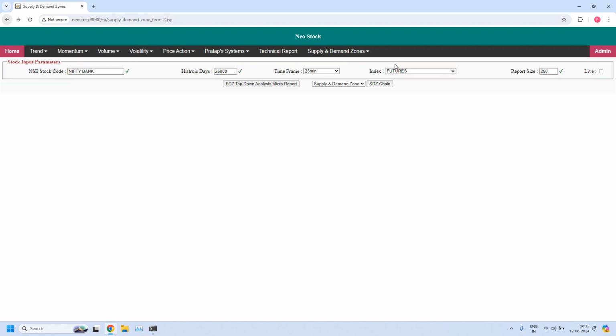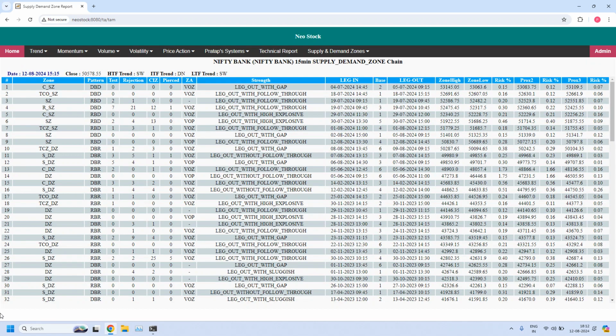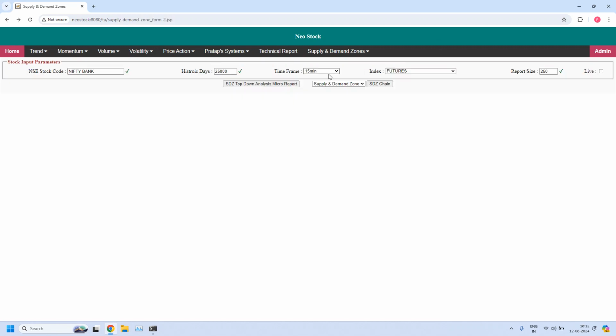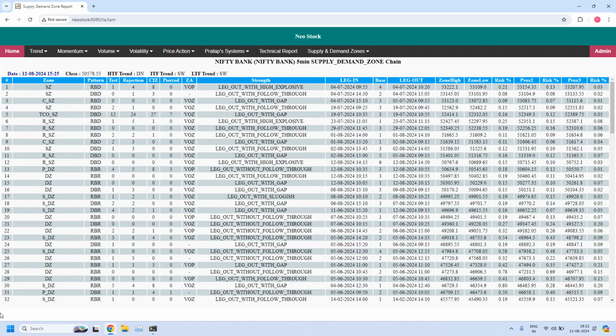And the next time frame is 15 minutes. I am generating 15 minutes supply demand zone chain for Bank Nifty. And the next time frame is 5 minutes. I am generating 5 minutes supply demand zone chain for Bank Nifty. So this is about Nifty and Bank Nifty supply demand zone chain.